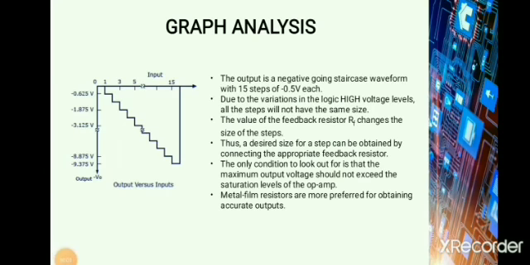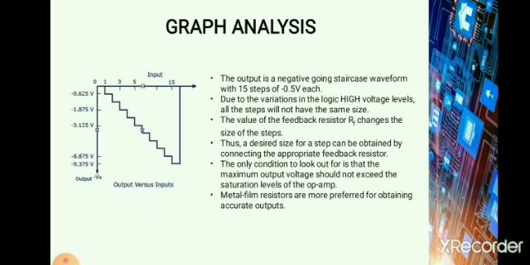Graph analysis. The graph analysis for the 4-digit converter. The output will be a negative going staircase waveform with 15 steps, each 0.5 volt in the negative direction. Due to variations in the logic high voltage levels, all the steps will not have the same size. The feedback resistor value also changes the size of the steps. Thus, a desired size for a step can be obtained by connecting the appropriate feedback resistor.